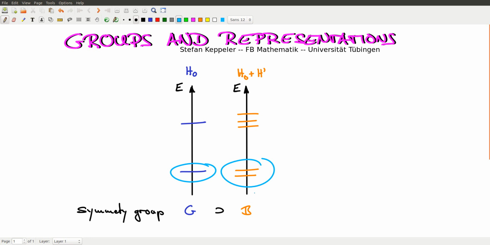So the states in the orange levels would transform in irreps of this smaller symmetry group B here. And usually one draws pictures like this, maybe some lines connecting this here, so that we see the splitting of these levels. And then usually you just wouldn't draw the axis any longer, and that's the typical picture you have in mind when we speak about this kind of symmetry breaking.